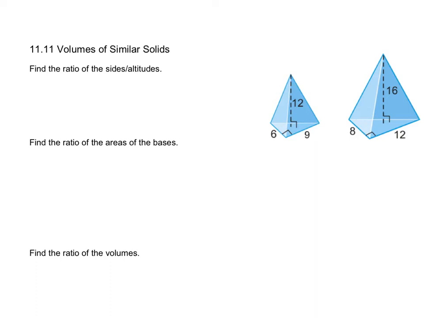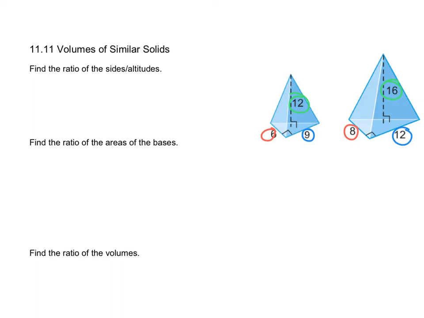So for our first question of our exploration, we want to find the ratio of the sides and altitude. The altitude is basically like a side length in our three-dimensional figure. It's just very hard to visualize it when you don't have the object physically in front of you. So we simply want to find the sides that match up. I'm going to color code it. My 6 should line up with my 8. My 9 should line up with my 12. And my altitude of 12 should line up with my 16.